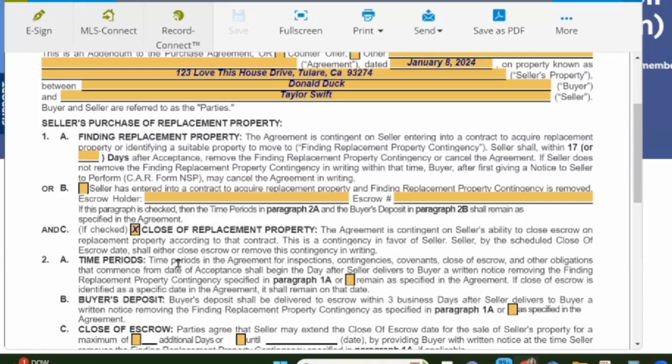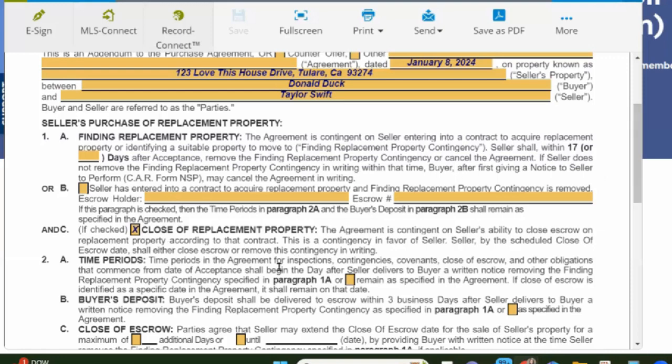Any questions on any of that? So we need to mark either A or B, and C. And even when I'm representing the buyer, C is definitely in the benefit of the seller, right? It's not to the buyer's benefit here. But if I'm representing the buyer and I'm filling out this form because I know that the seller needs to find a replacement property, I'm still marking this box because I know that's what the seller and the seller's agent are going to want marked. And again, I'm trying to avoid a counter offer scenario. So I'm giving that to them.